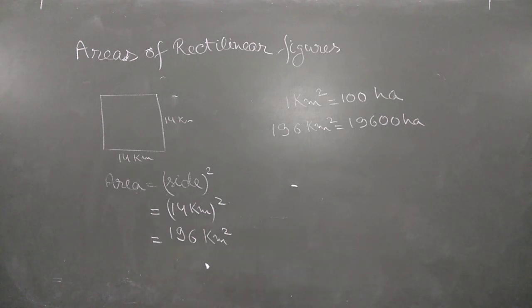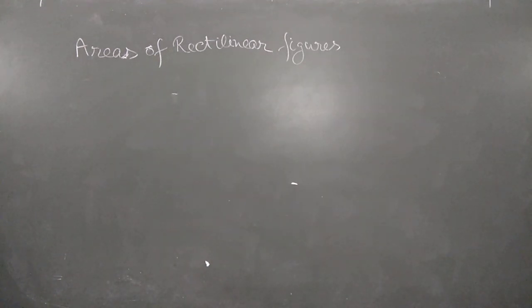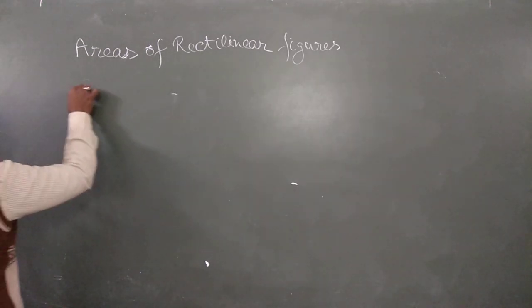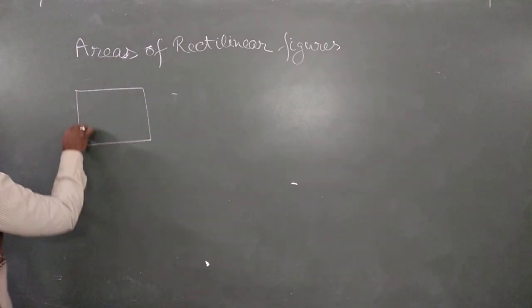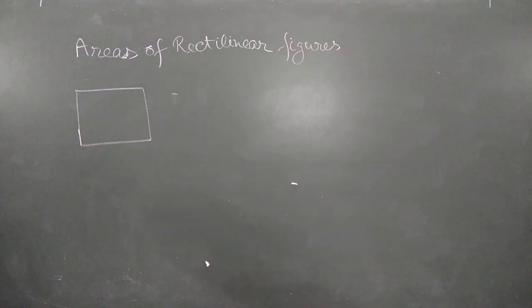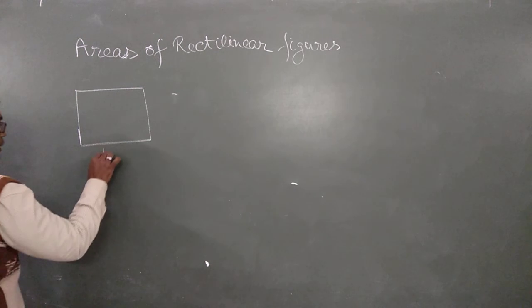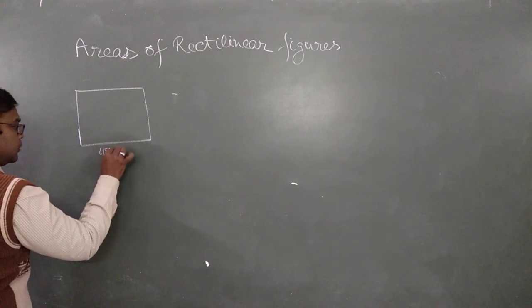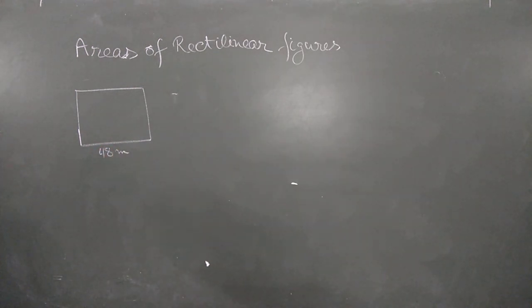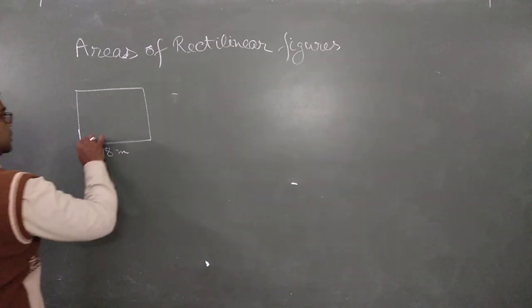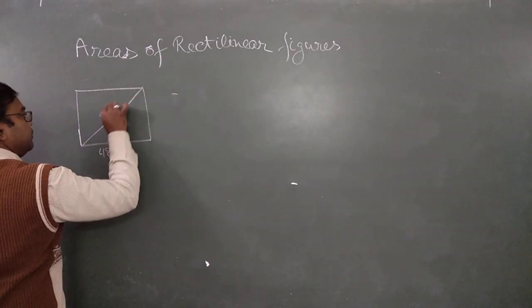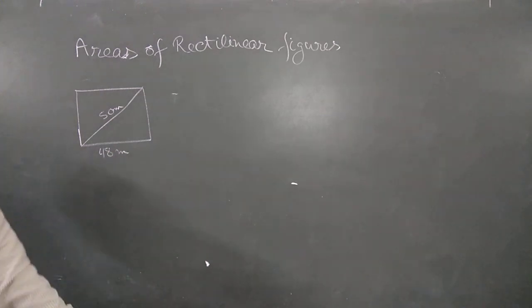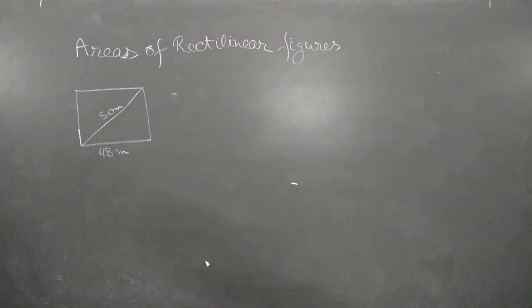Now move to the next question. Find the area of a rectangular plot, one side of which is given and the diagonal is given. So first draw the figure. Suppose the length is 48 meter, given, and the diagonal is also given, it is 50 meter. The question says find the area.